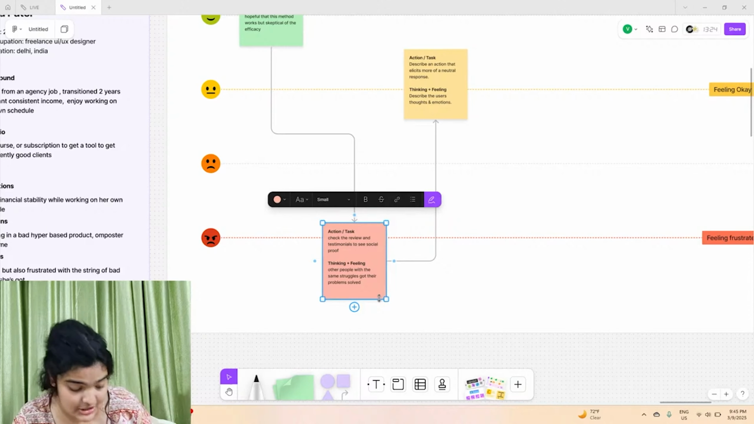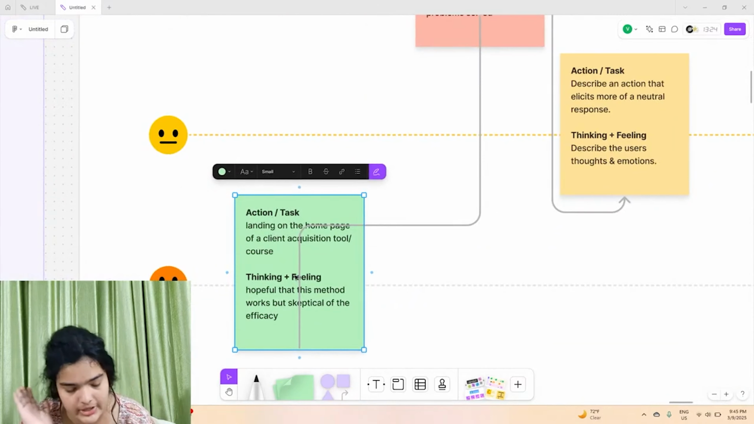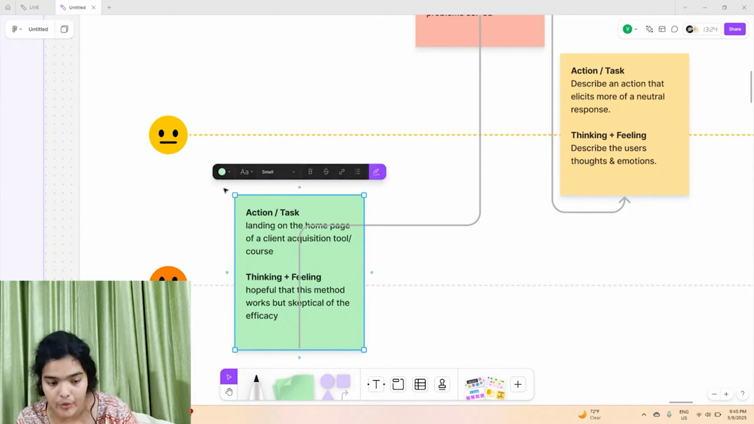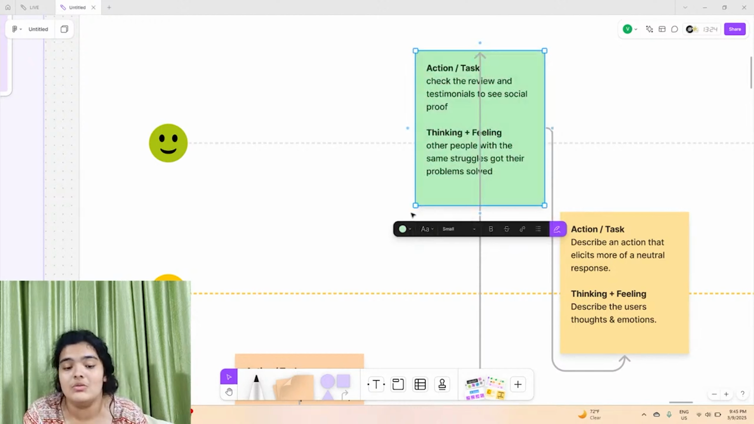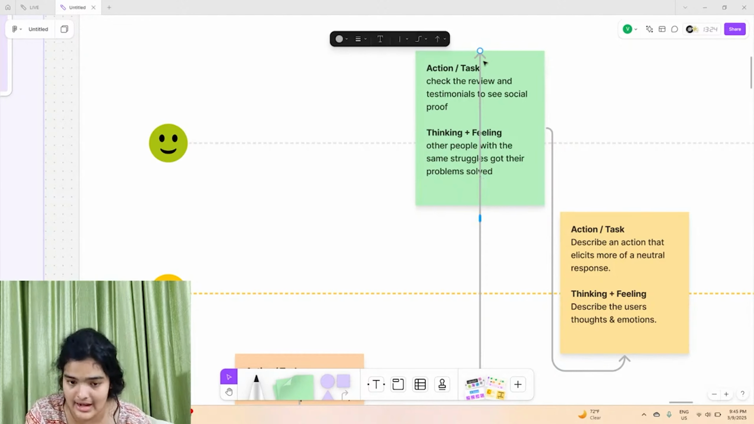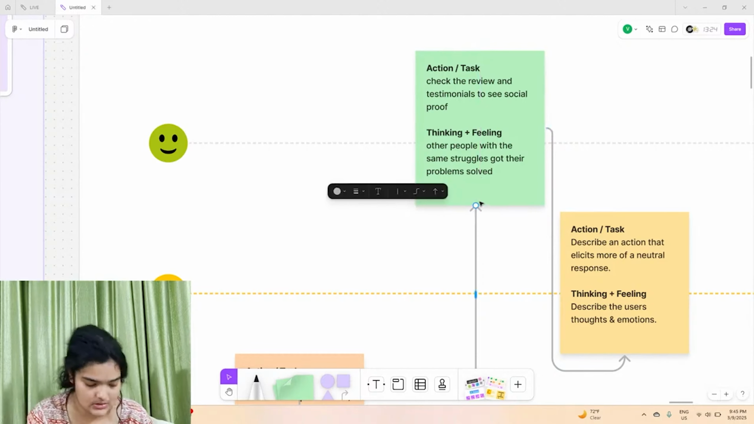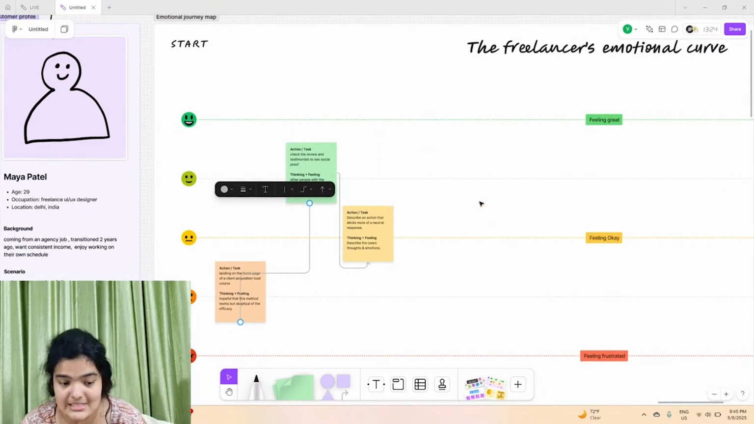So now that she has seen actual real results, I feel like she is going to be happy. And I feel like I messed up somehow. This one is sad. I just forget these things all the time. This is sort of hopeful but skeptical. But when you're checking the actual reviews and testimonials, this is the point where the user is going to become slightly happy that other people with the same struggles got their problems solved, right? This is where I sort of reverse the whole thing. Don't reverse it. Don't make the same mistake I did.